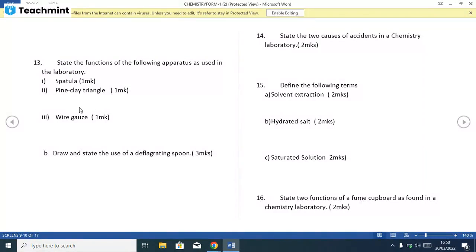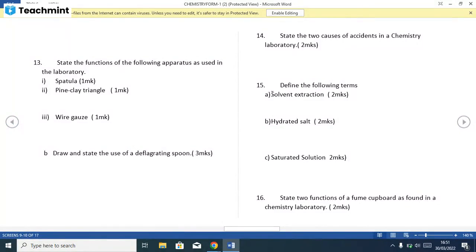Pipe clay triangle: used to support the crucibles during heating. Correct. Wire gauze: used to distribute heat evenly when heating beakers and flasks. Okay, 13B is an assignment. Okay, 14, read.